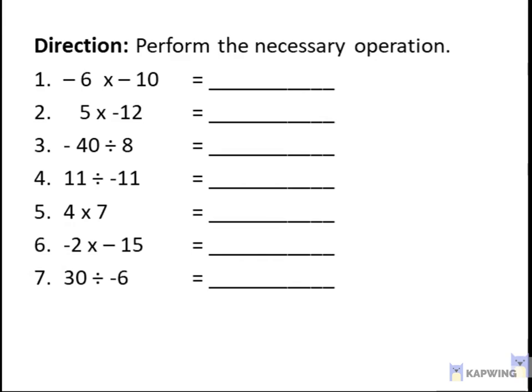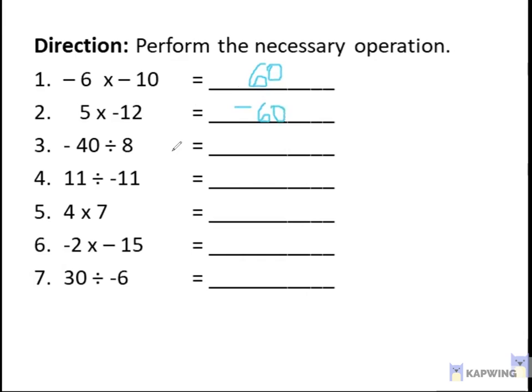Okay, let us answer. For number 1, we have negative 6 times negative 10. So both of them are negative. Parehas negative ang sign. So ang answer natin ay positive. And 6 times 10 ay 60. Next, 5 times negative 12. Isang positive, isang negative. So negative ang answer natin. And 5 times 12 is equal to another 60.